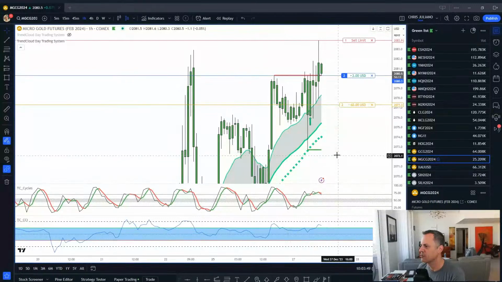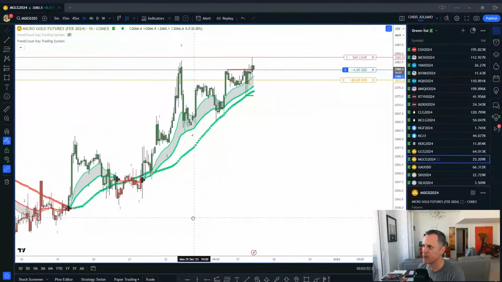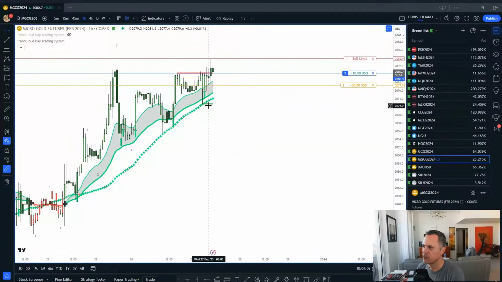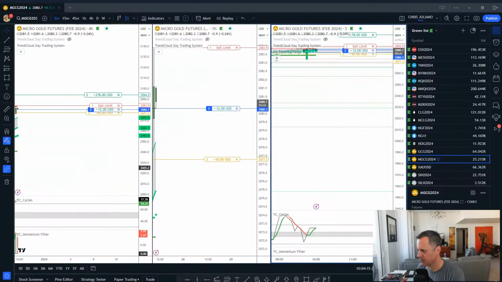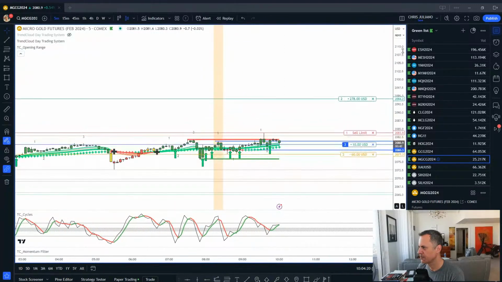Here's the 1 hour view of gold. You guys get the picture. Up here, this is all supply up here, right? But we've got a ways to go. So we took the opening range breakout. We took the signal on gold. We had a nice TrendCloud signal on that 5 minute right in here. 5 minute signal.